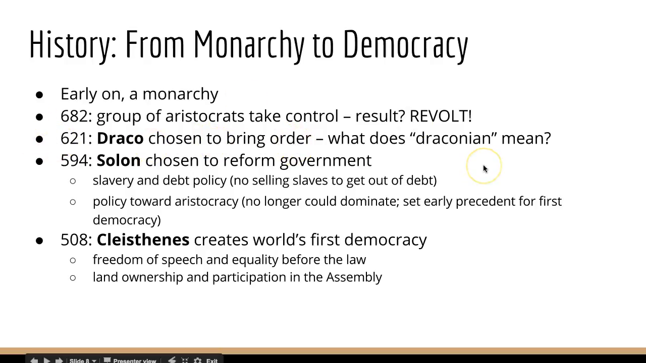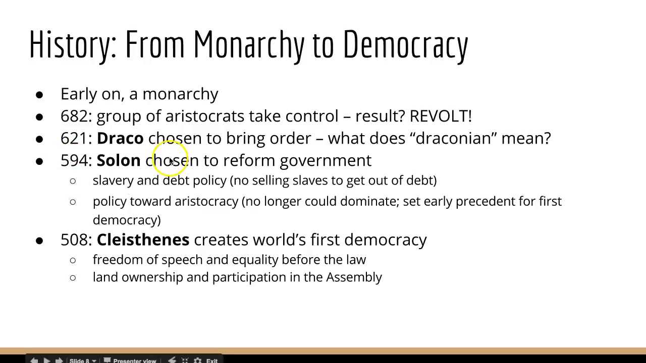So, if you've ever heard the word draconian, it typically means someone who rules ruthlessly, or has a ruthless rule or a law in place. And so, about 60 years later, we see Draco was chosen to bring order, and he did it pretty significantly as a means of making it happen.